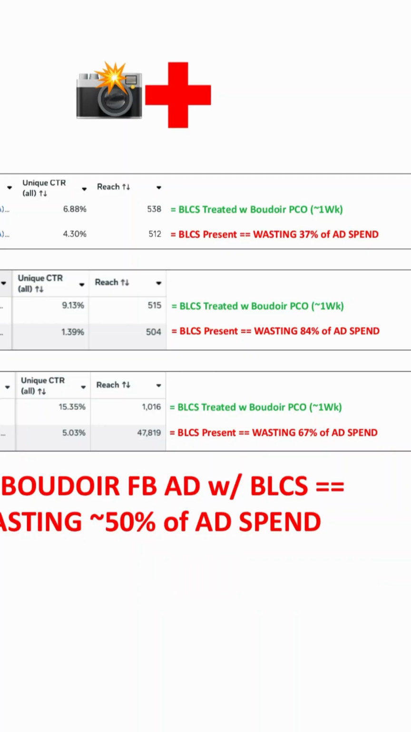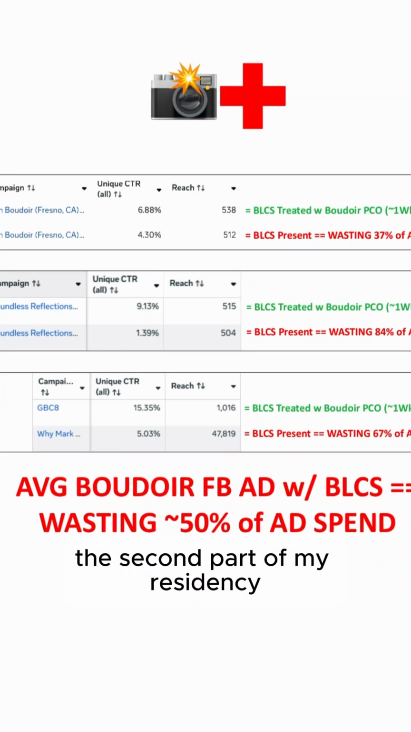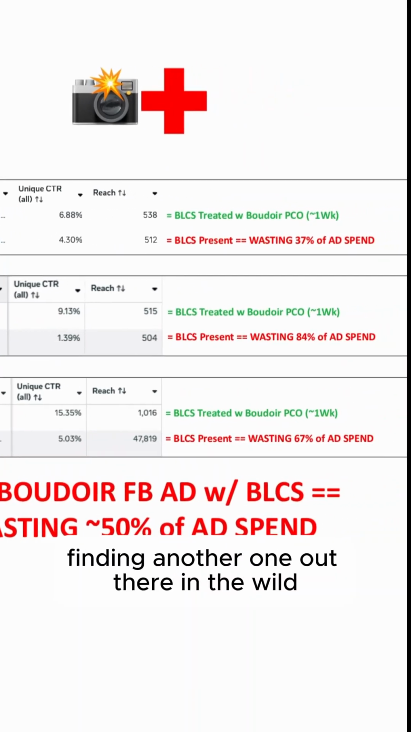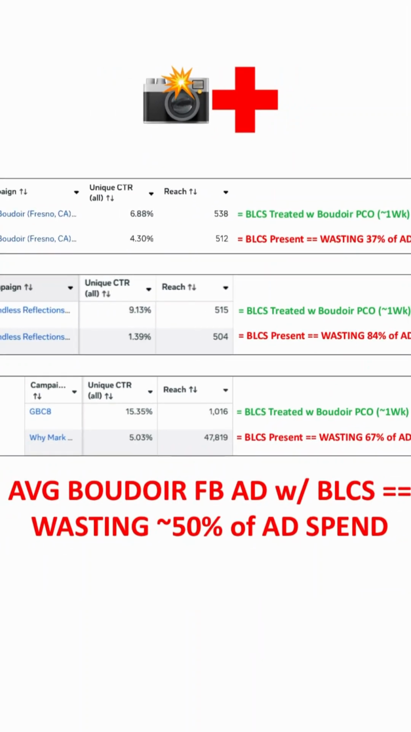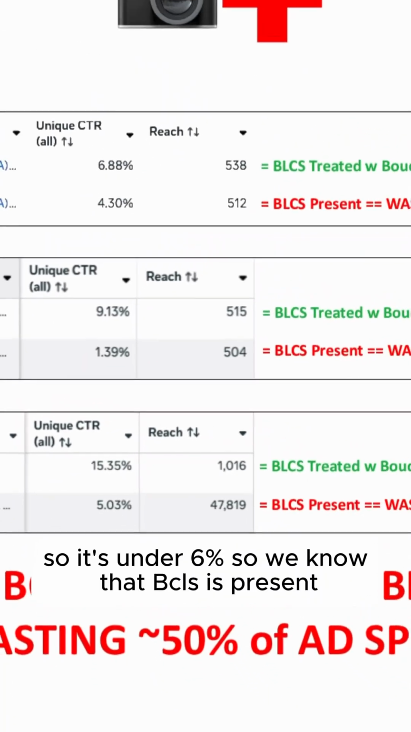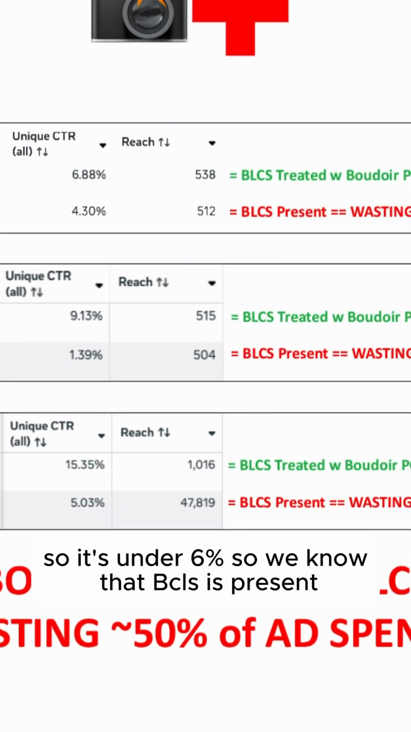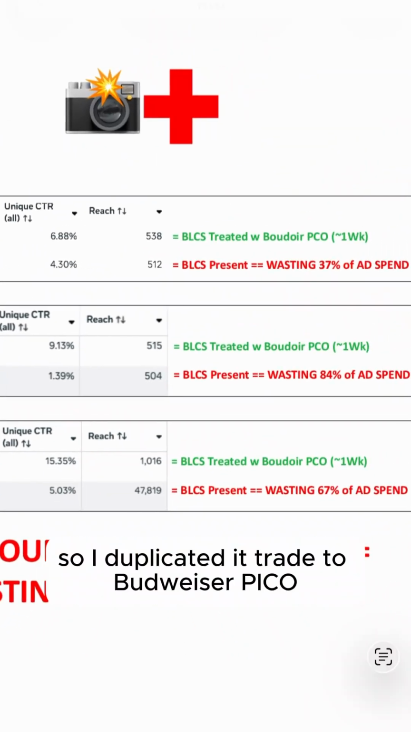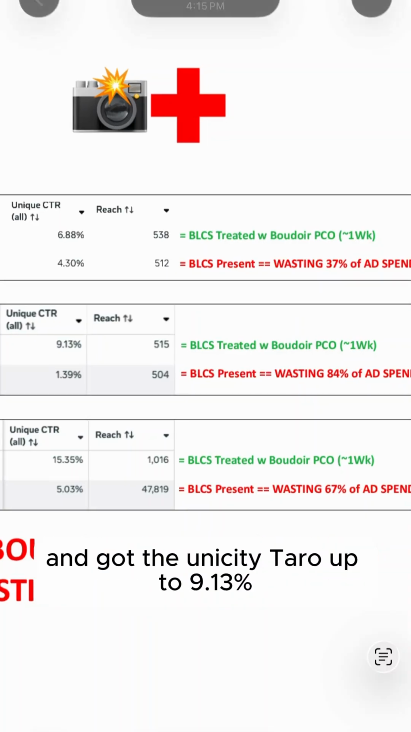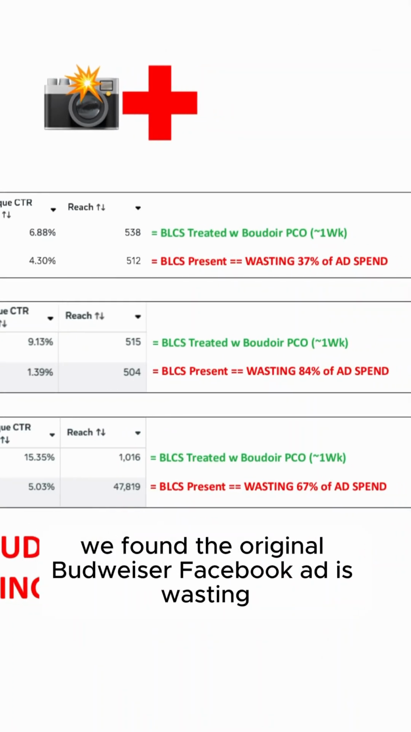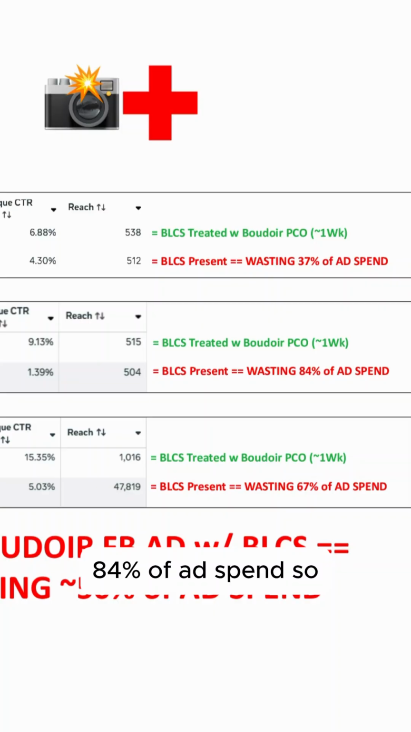Now, the second part of my residency, finding another one out there in the wild, bringing it to the hospital, testing it. Okay, found out the unique CTR 1.39%. So it's under 6%, so we know that BLCS is present. So I duplicated it, treated it with Boudoir PICO, takes about a week, and got the unique CTR up to 9.13%. Way better. So we found the original Boudoir Facebook ad is wasting 84% of ad spend.